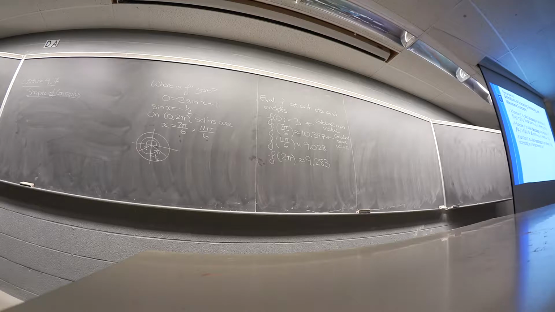Oftentimes we just ask a computer to do this for us. Okay, so it's quite easy to just punch something into a computer and tell it to graph it. But the computer really is giving you sort of a discrete version of the graph. It's sort of coming up with a bunch of points, connecting them, and then you're hoping that that's an accurate representation.